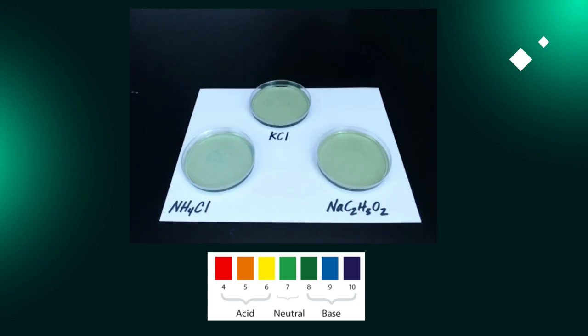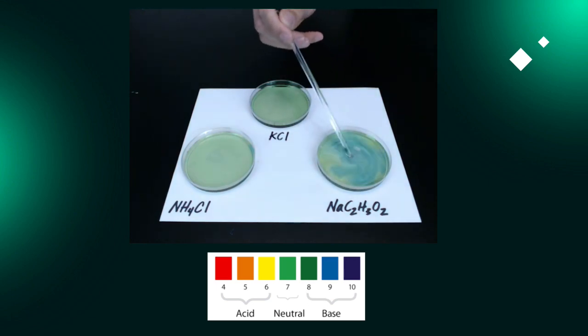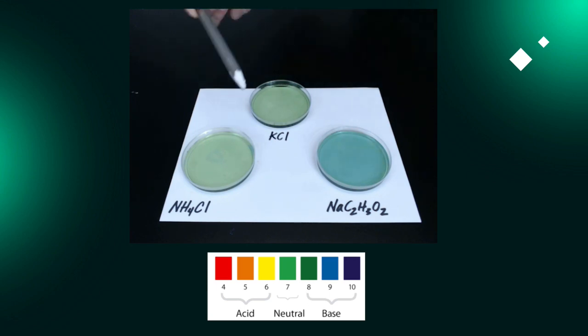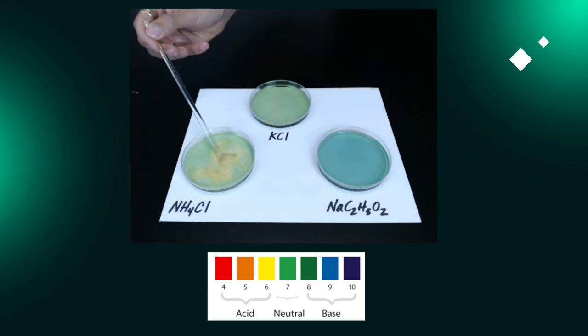Now let's watch this video. As each salt is added to distilled water, check for a color change against the guide provided. As you can see, the potassium chloride is green, while the sodium acetate is blue, and the ammonium chloride is yellow.